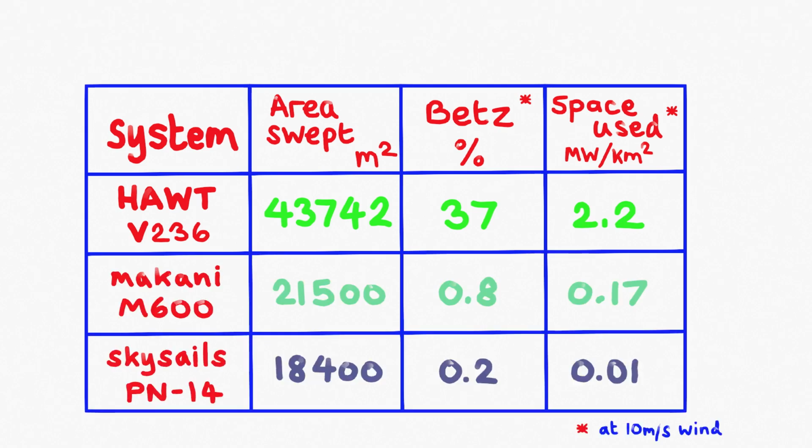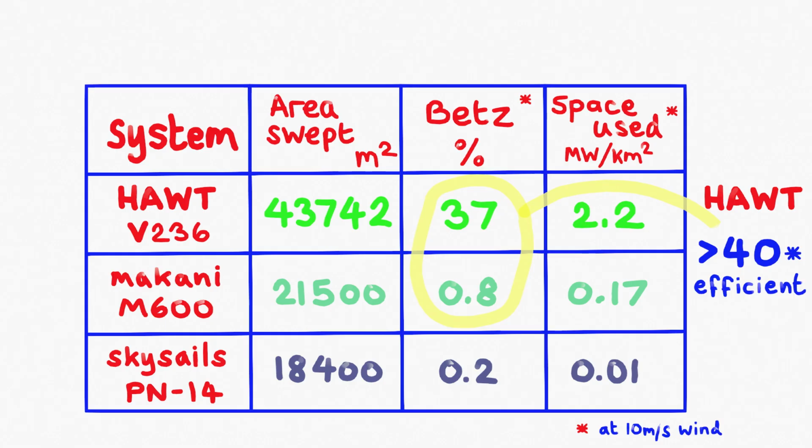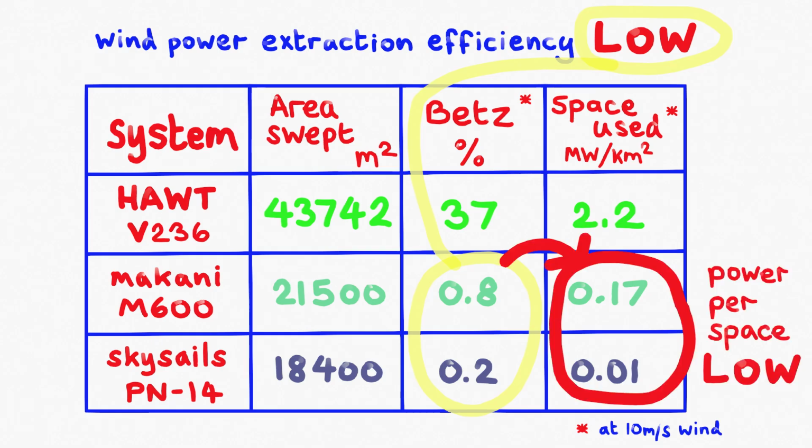Airborne wind energy extracts much less power from the wind it sweeps. It leaves much of the wind zone untouched, and power per space is reduced.